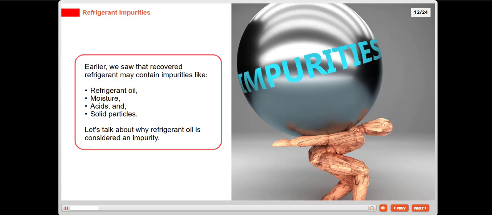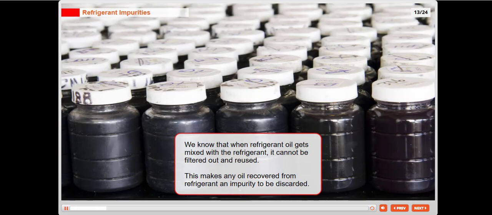Earlier, we saw that recovered refrigerant may contain impurities like refrigerant oil, moisture, acids, and solid particles. Let's talk about why refrigerant oil is considered an impurity. We know that when refrigerant oil gets mixed with the refrigerant, it cannot be filtered out and reused. This makes any oil recovered from refrigerant an impurity to be discarded.